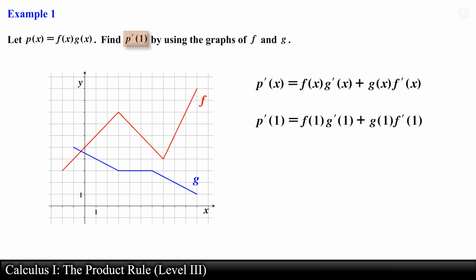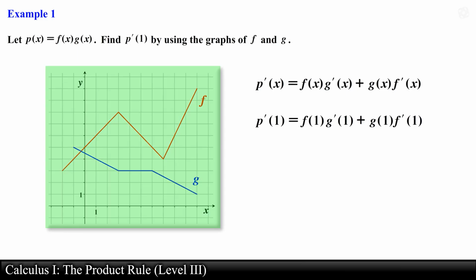This means that we need to find the value of f of 1, f prime of 1, g of 1, and g prime of 1. Unfortunately, these values are not provided to us, like they were in the previous video. This time around, we need to figure out these values by making use of the graph of f of x and g of x.